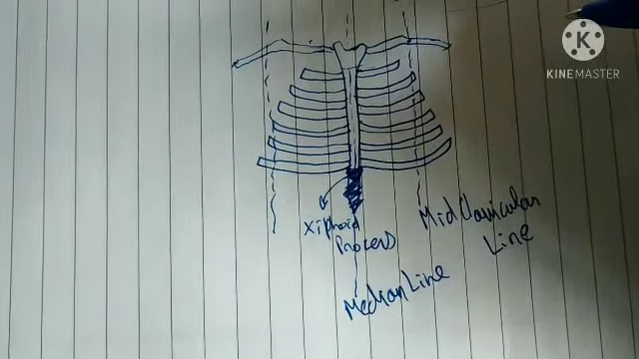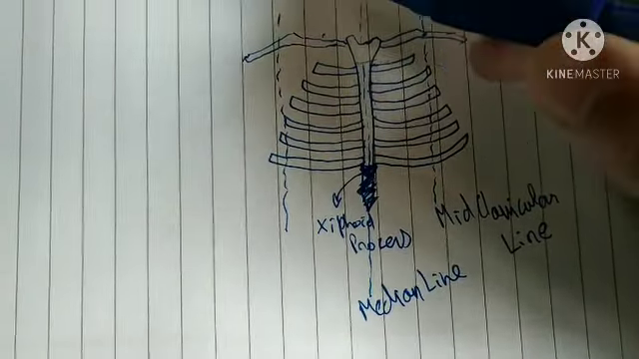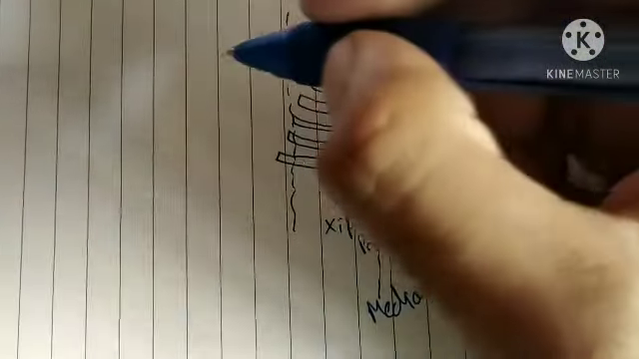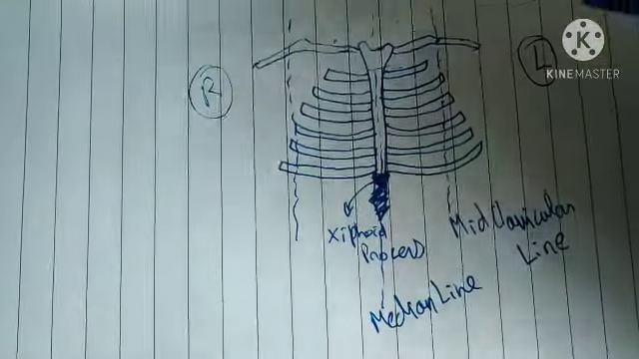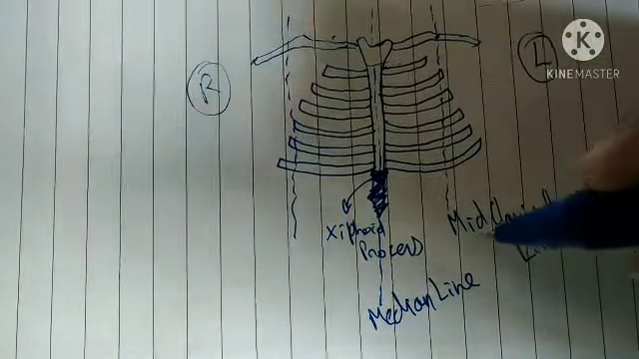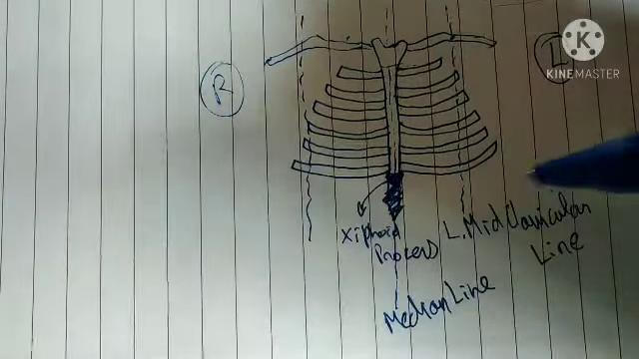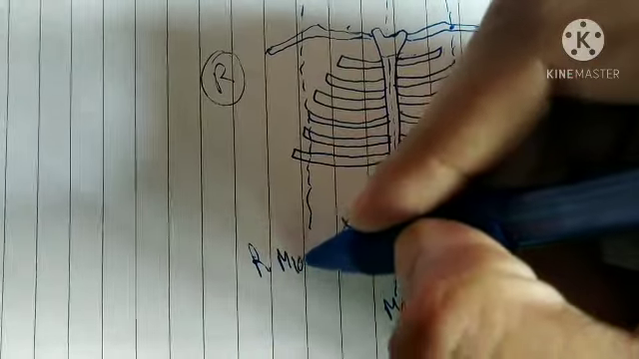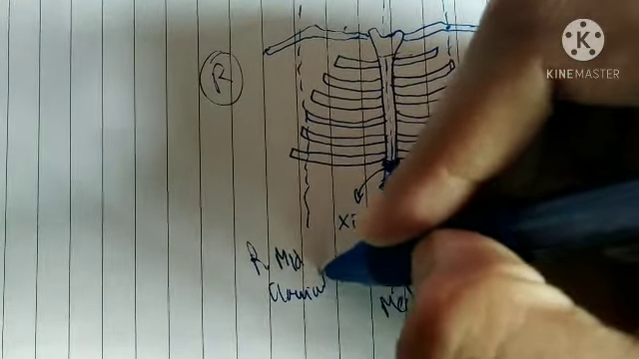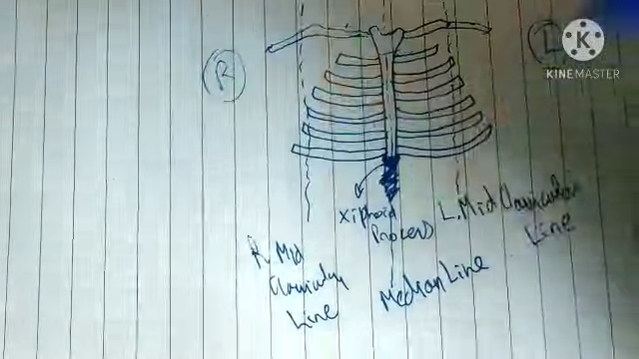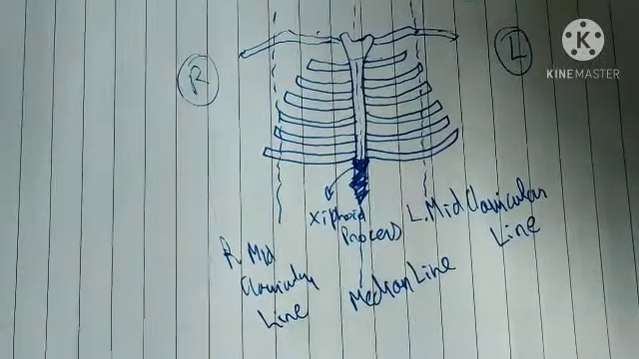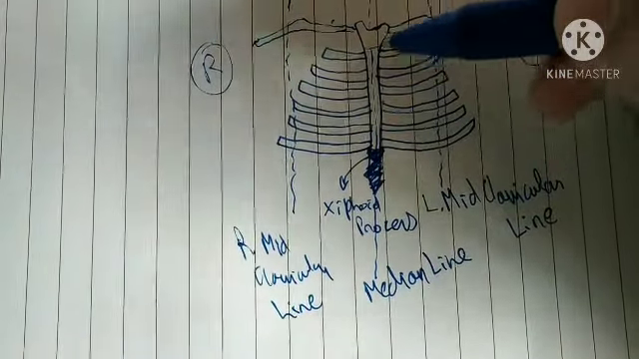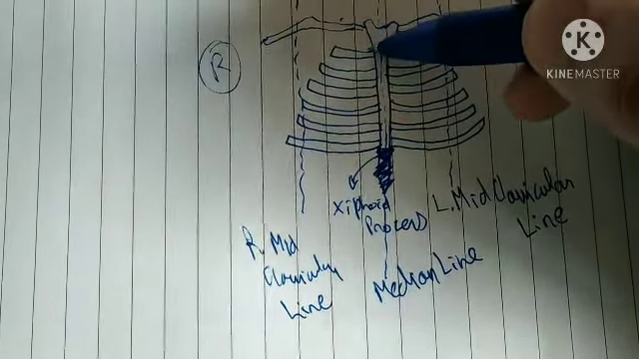So far we have seen 2 lines, the mid-clavicular line and the median line. This side is the left side of our patient, and this side is the right side. So we will call this the left mid-clavicular line, and this would be the right mid-clavicular line. Very simple.